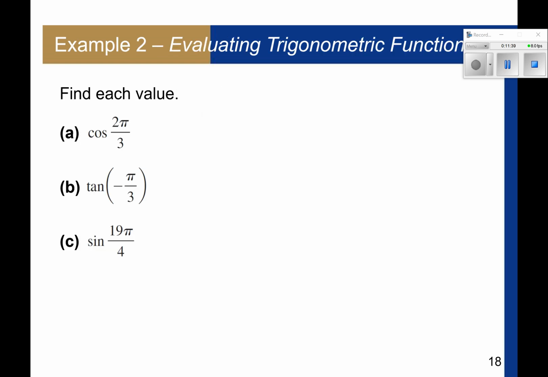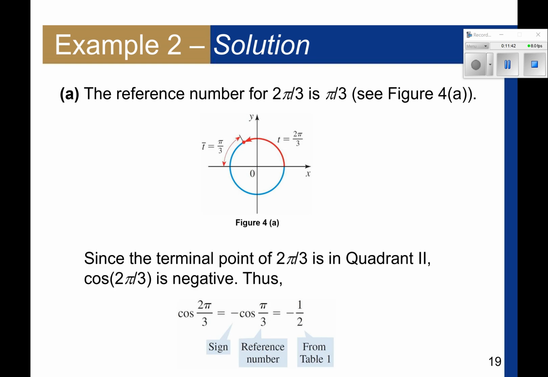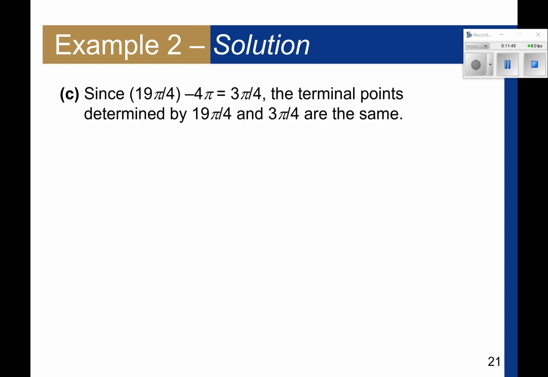And then the sine of 19 pi over 4, wait a minute, that's more than one full rotation. So we look for something that is coterminal. Okay, so 19 pi over 4, we could subtract one full rotation, which would be 8 pi over 4. And we could subtract another 8 pi over 4. And that gives us a difference there of 3 pi over 4. So 19 pi over 4 and 3 pi over 4 are coterminal. Their coordinates are the same.